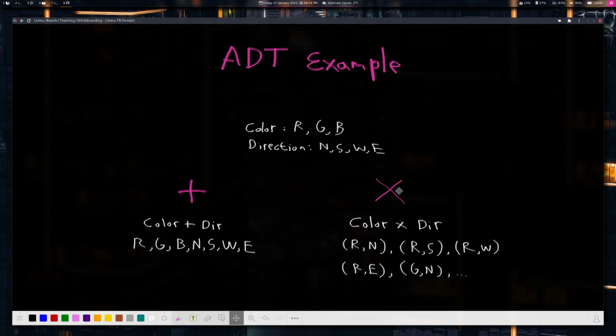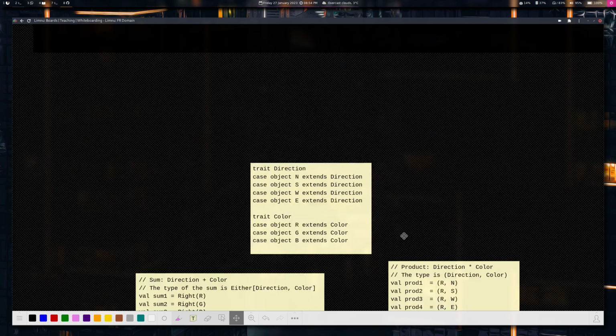But what about if I merge these two types using multiplier? The result type is you have both, right? You have R and N. So the combination you might end up having is R and N, like red and north, or maybe green and north, or red and west, whatever. So you have many combinations out of it.